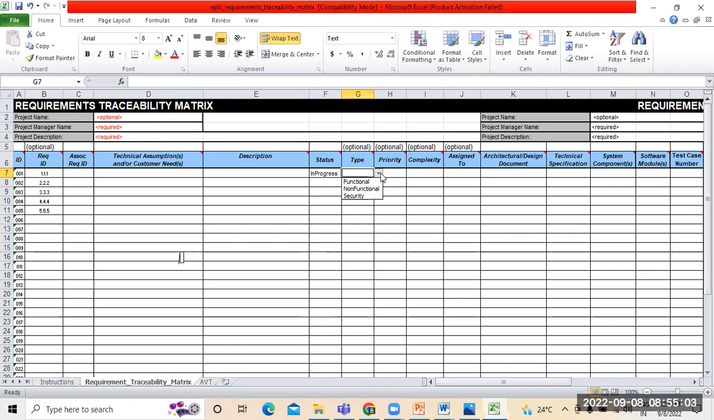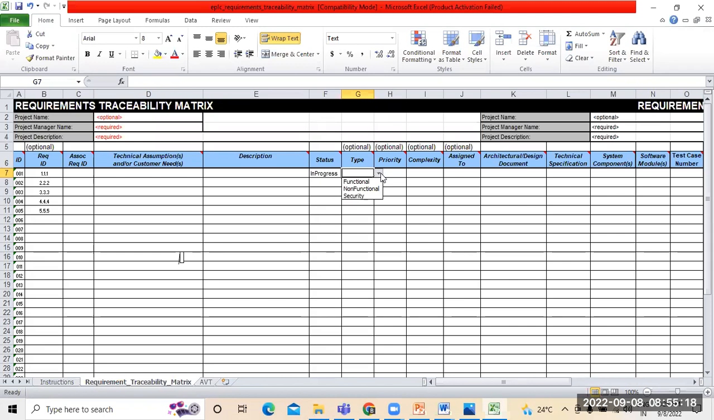So this accuracy is nothing but a non-functional requirement. A non-functional requirement explains the character of a particular functionality. How should it behave? How should it act? That's what we call a non-functional requirement.